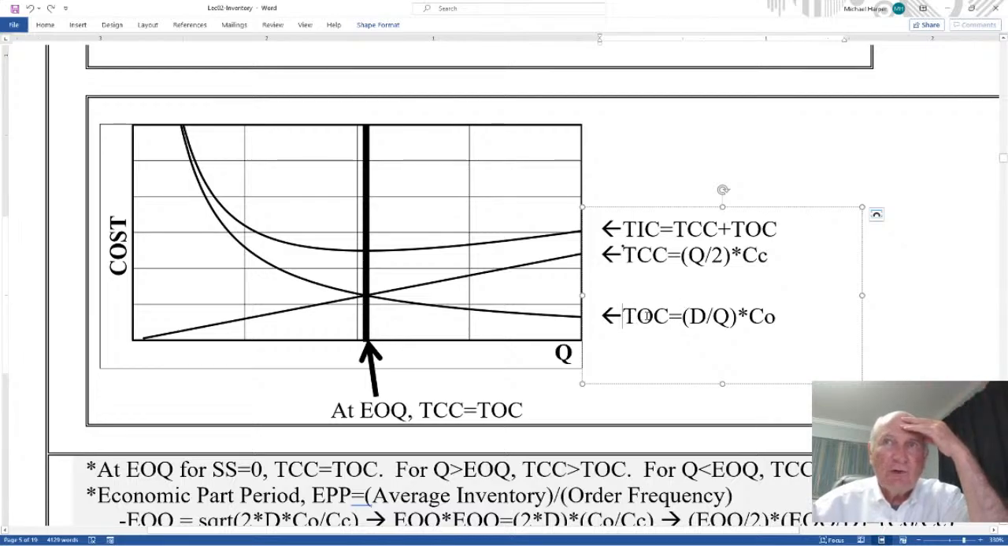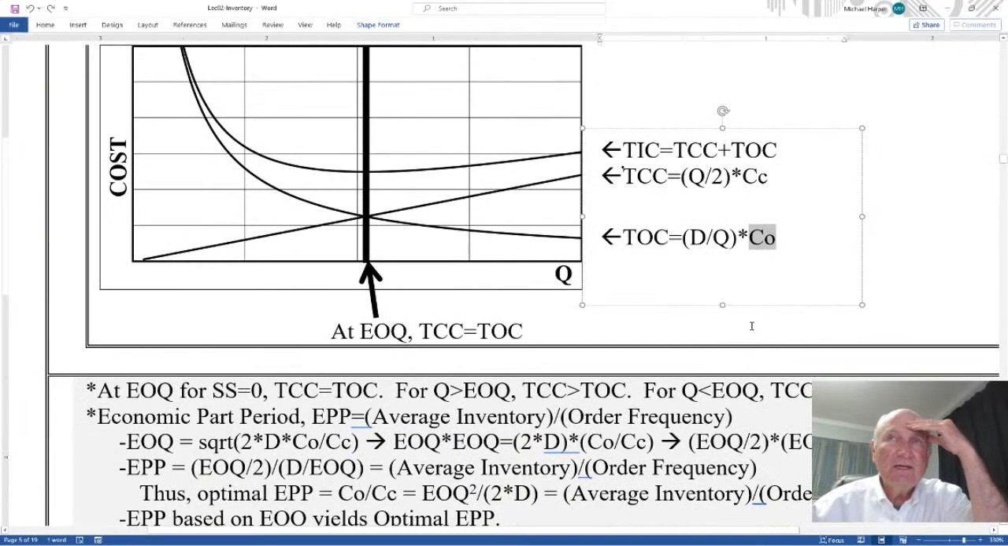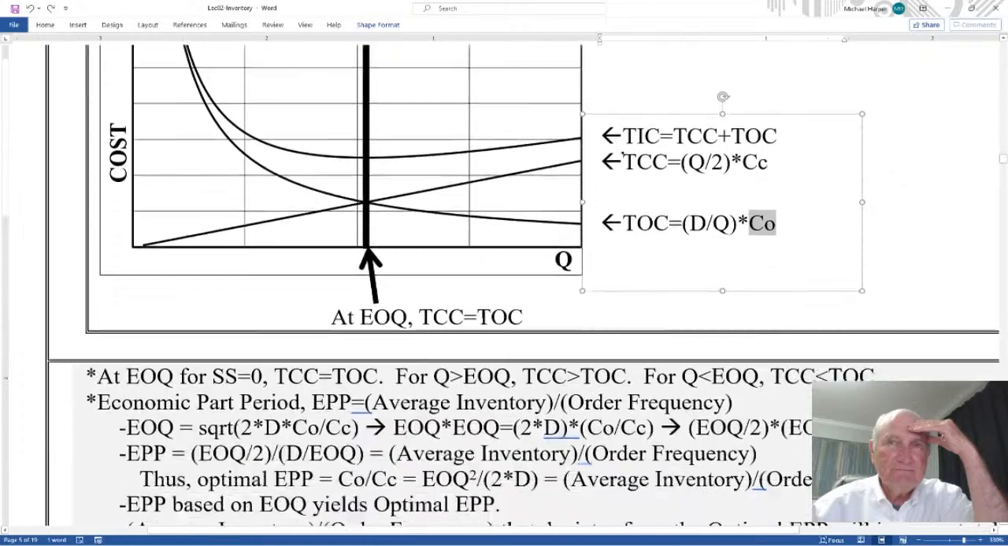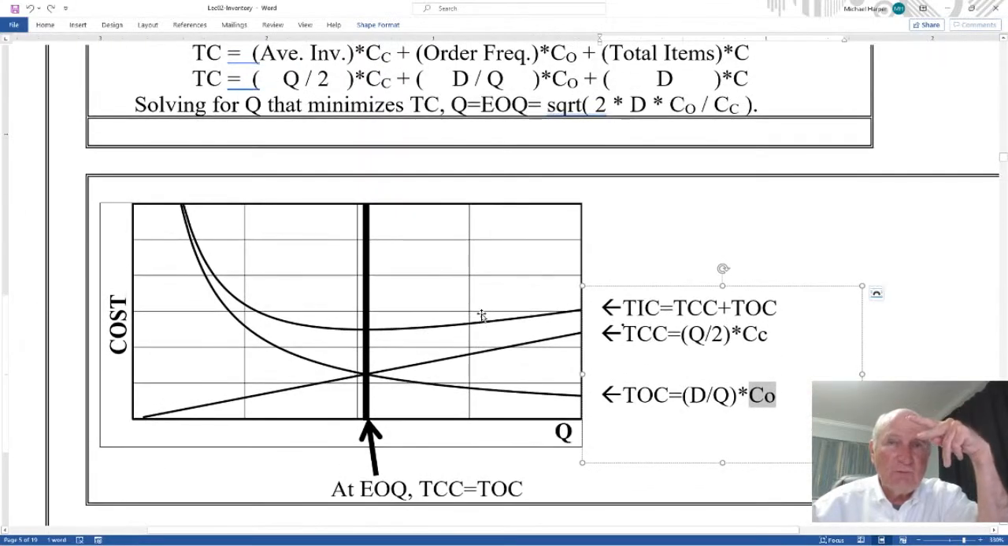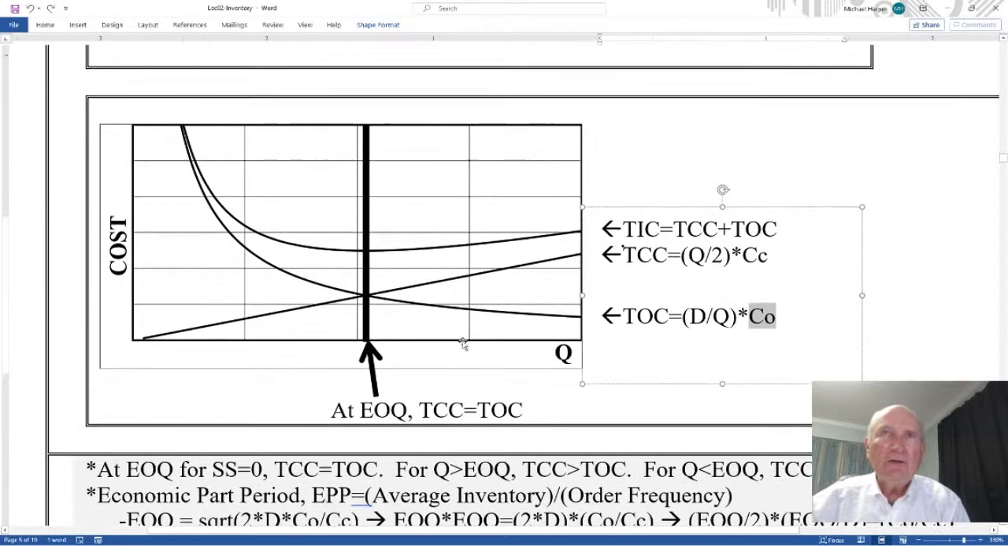And let's suppose the ordering cost is 500 and you ordered 10 times. Well, if this is 500, if my order frequency is 10, what's my unit ordering cost? Well, 500 divided by 10 is $50. There you go. So I know what my unit cost is. Now this is a single item. Two more things. This is a single item. You do this for each of the items.